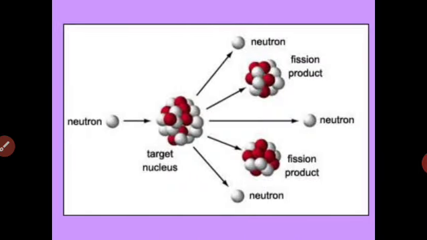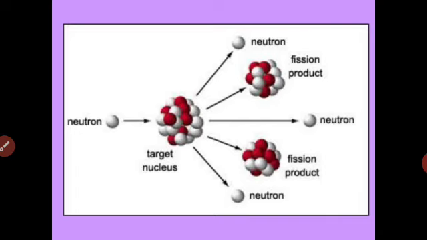This is the pictorial representation of what we have discussed just now. The target nucleus is the uranium 235. It is bombarded by a neutron and it gives the fission products. These fission products are barium and krypton nuclei formed. In addition to this, we have the 3 neutrons ejected.